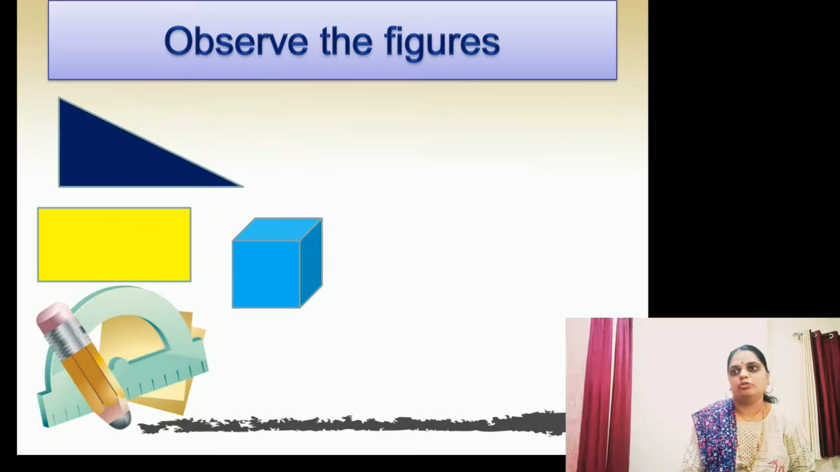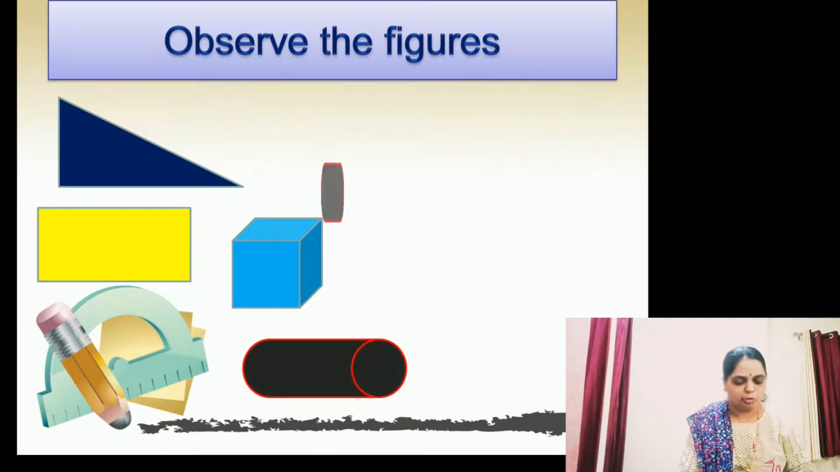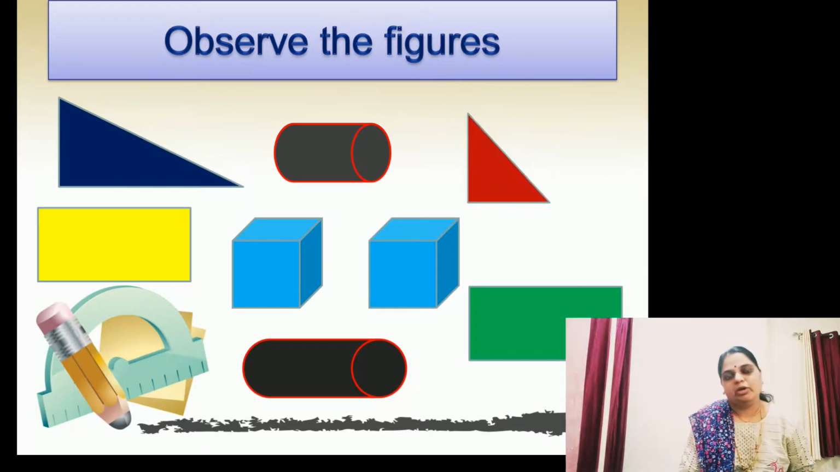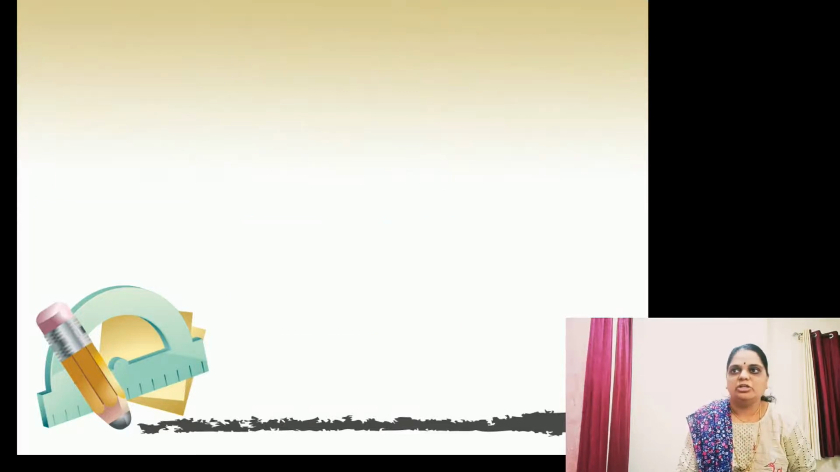Here we observe some geometrical figures. First are a triangle, rectangle and cube. Here are 2 cylinders also. And here come 1 triangle, 1 cube and 1 rectangle. The 2 cubes are the same color and the same size. The 2 rectangles have different colors but they have the same size and shape. The 2 cylinders have the same color but their size is different. And the red triangle and the blue triangle are both right angle triangles but their shapes are different.